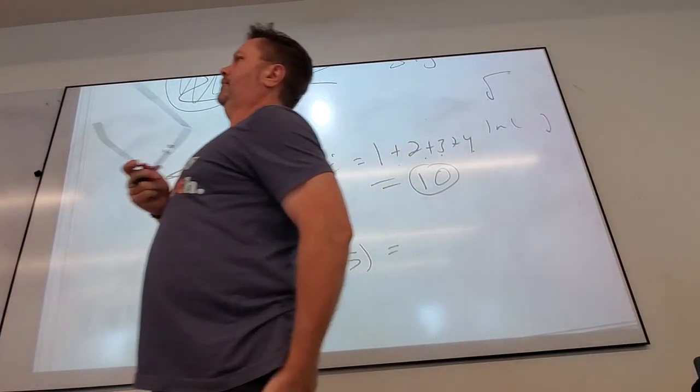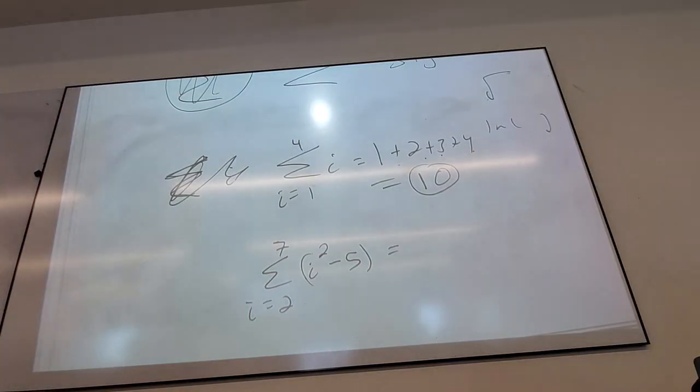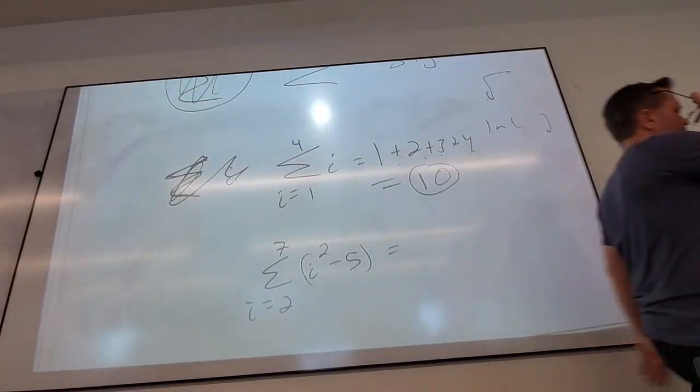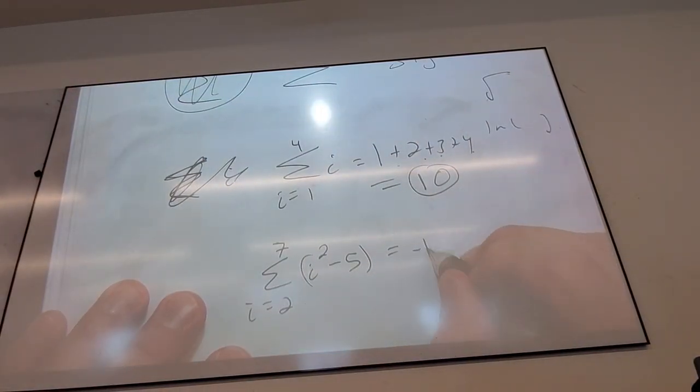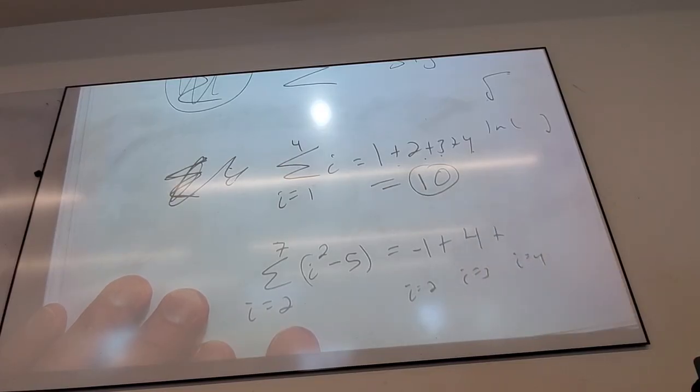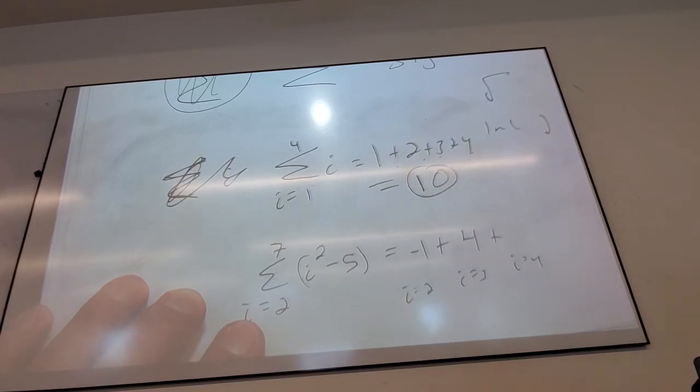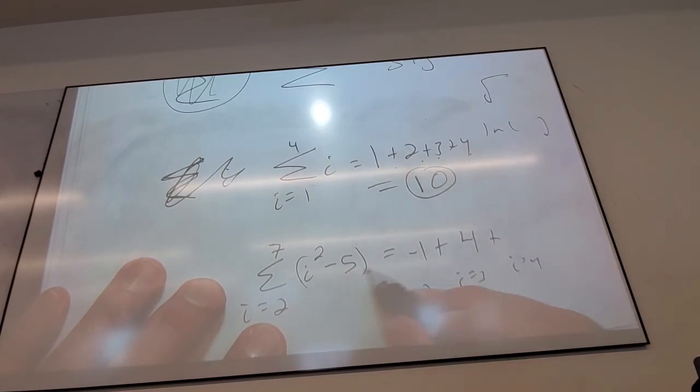How would you do that? Yeah, what is I at first? 2. 2 squared minus 5 is -1. Plus, what is I now? 3 squared minus 5 is 4. Then I is 4. When I is 4, I get 16 minus 5, which is 11.